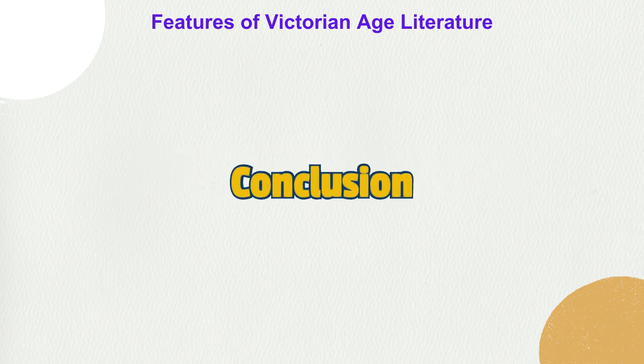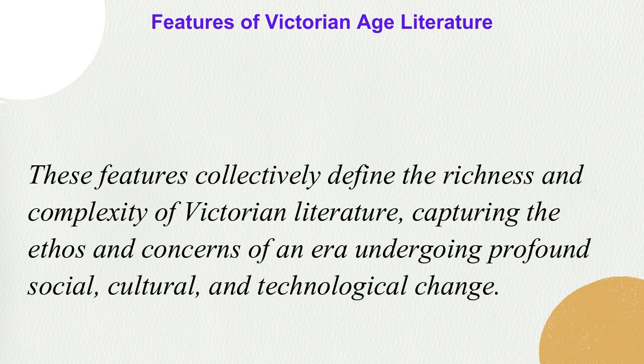Conclusion. These features collectively define the richness and complexity of Victorian literature, capturing the ethos and concerns of an era undergoing profound social, cultural, and technological change.